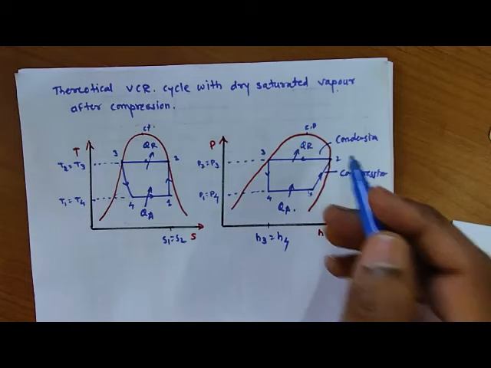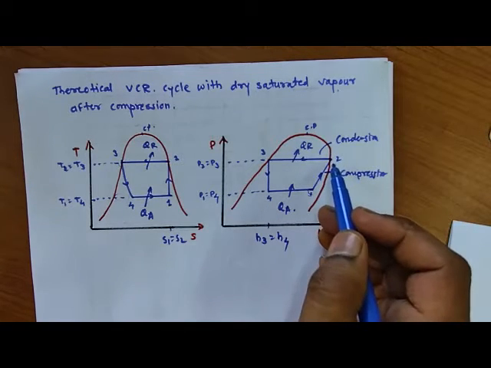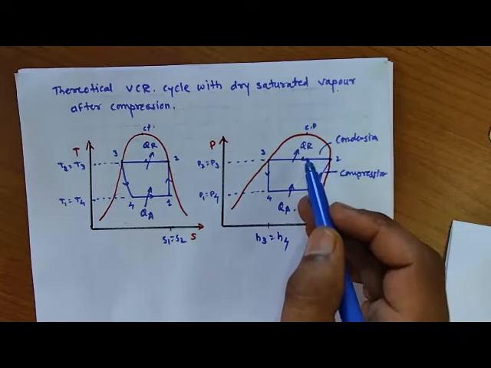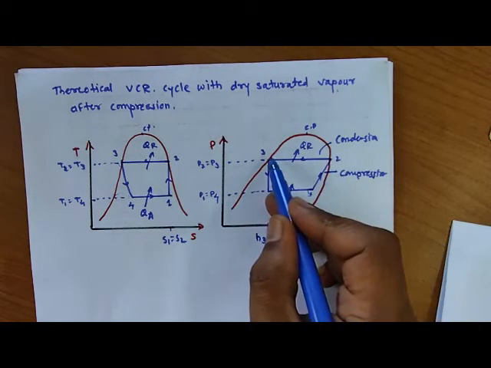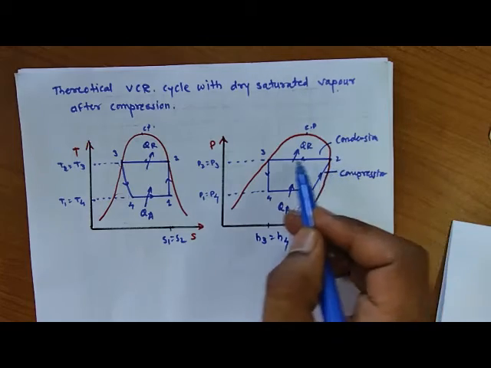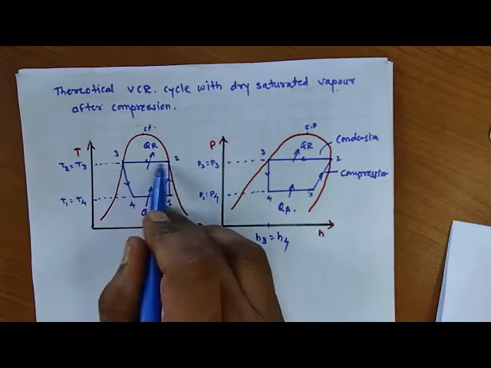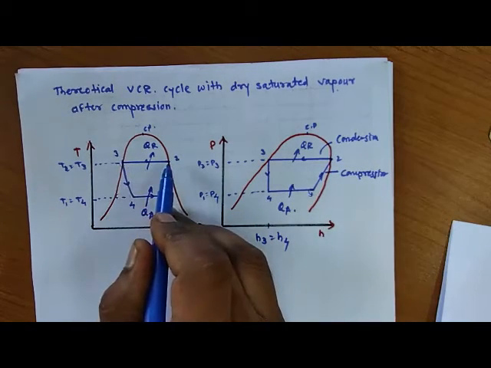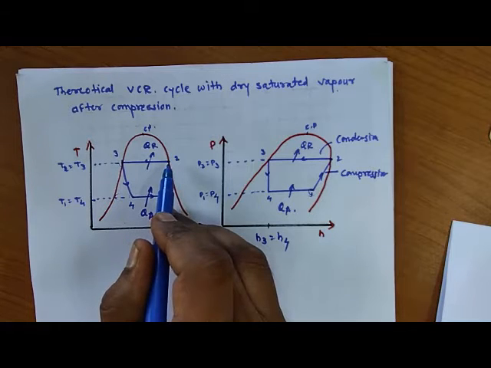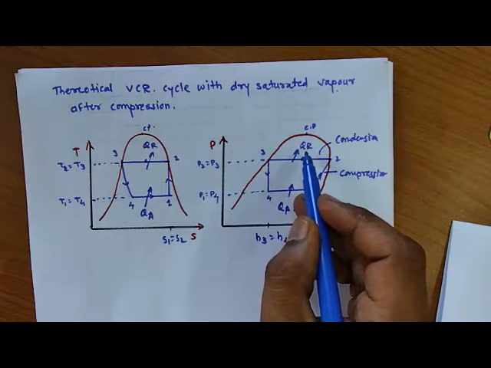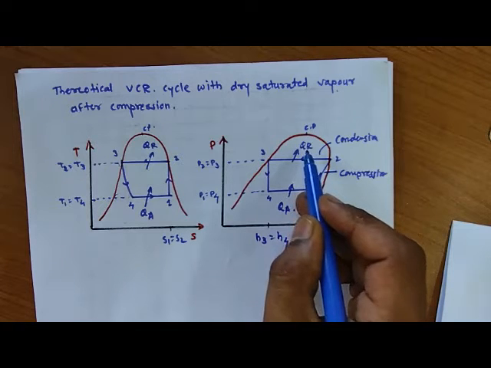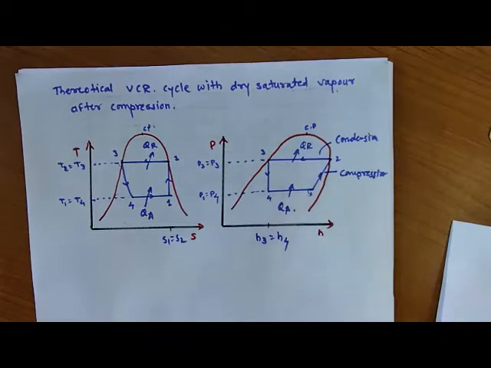Now the second process is a condensation process. So the condensation process is available at a constant pressure and constant temperature. Okay, so this is the 2 to 3 process. So at constant pressure and constant temperature, these are the representation of this process. But what will happen in the condensation process? In the condensation process, latent heat of condensation will be rejected by the refrigerant. So that is QR.